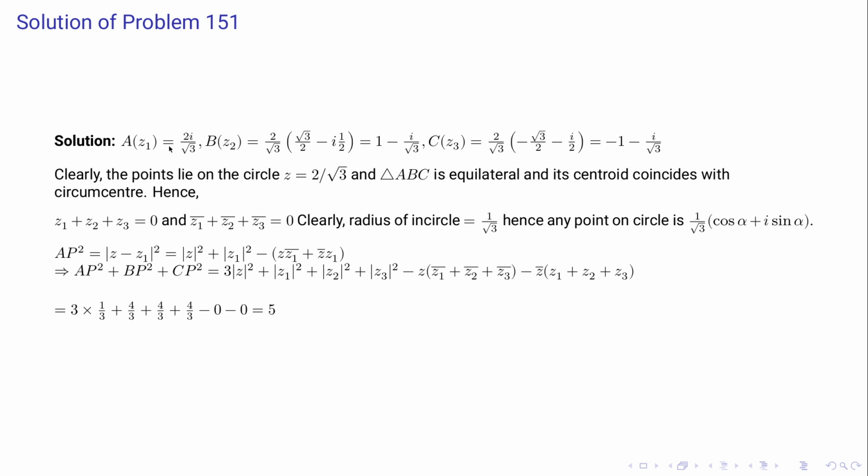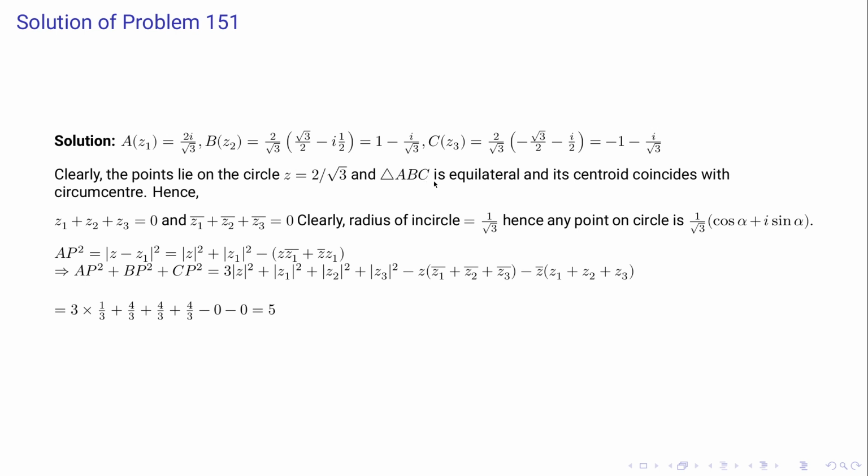So we find the complex numbers. We take the Euler's form and convert it into Cartesian coordinates. So A becomes 2i by square root of 3, B becomes 1 minus i by square root of 3, and C becomes minus 1 minus i by square root of 3. Clearly, if you see the points A, B, and C, the modulus is 2 by square root of 3. That means they will lie on the circumcircle with the radius 2 by square root of 3.